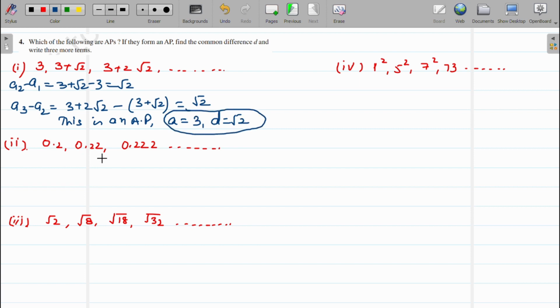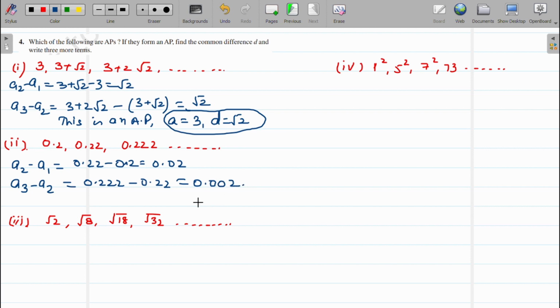If I go to the second one, if I go for A2 minus A1, I will have 0.22 minus 0.2, which is 0.02, and A3 minus A2 is equal to 0.222 minus 0.22. It should give you 0.002, right? So clearly we have A2 minus A1 is not equal to A3 minus A2. So it's not an AP. So not an AP, right?